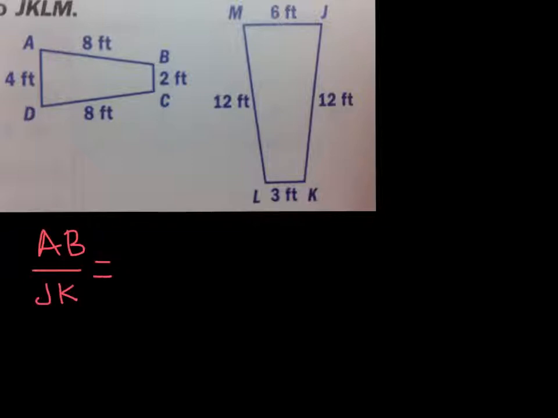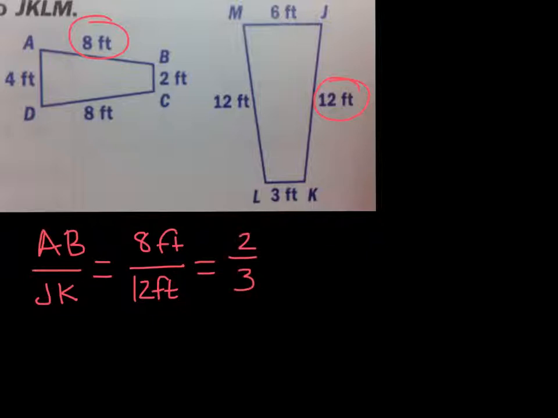Our equivalent ratio will be 8 feet for AB and 12 feet for JK. We simplify and we get 2/3. So the ratio of the lengths of our corresponding sides will be 2/3. We can stop there because the ratios are going to be the same for each side. You can check if you want to be sure.